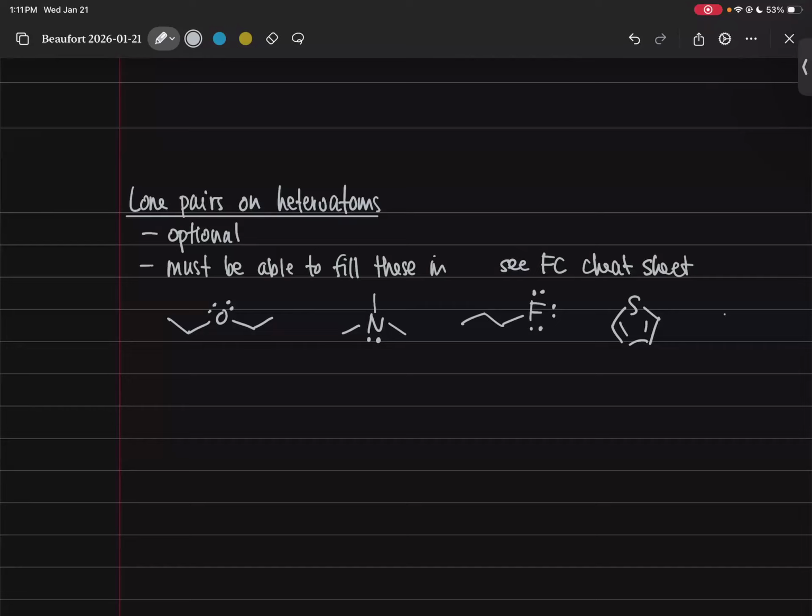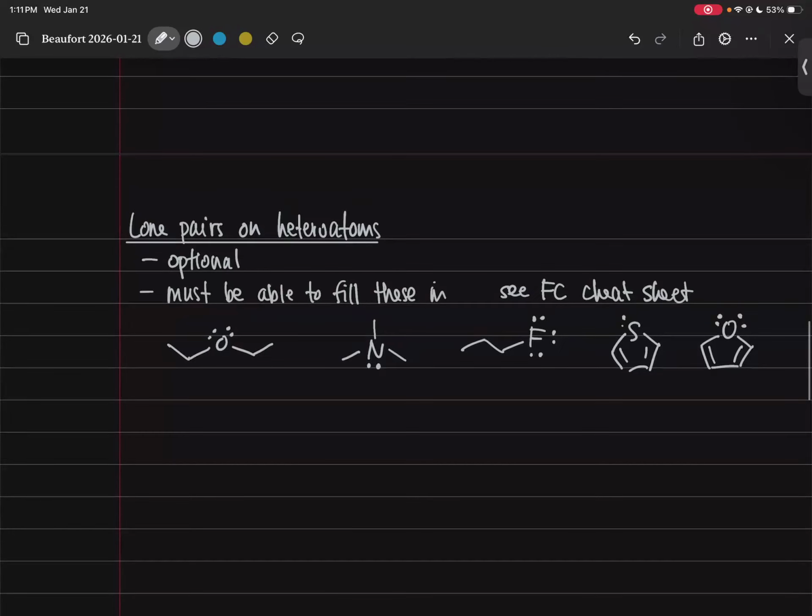Now, sulfur is just big oxygen. So you can redraw the structure, substitute it with oxygen. Okay, so now that oxygen has 2 lone pairs, and so the sulfur is just going to be the same, 2 lone pairs.